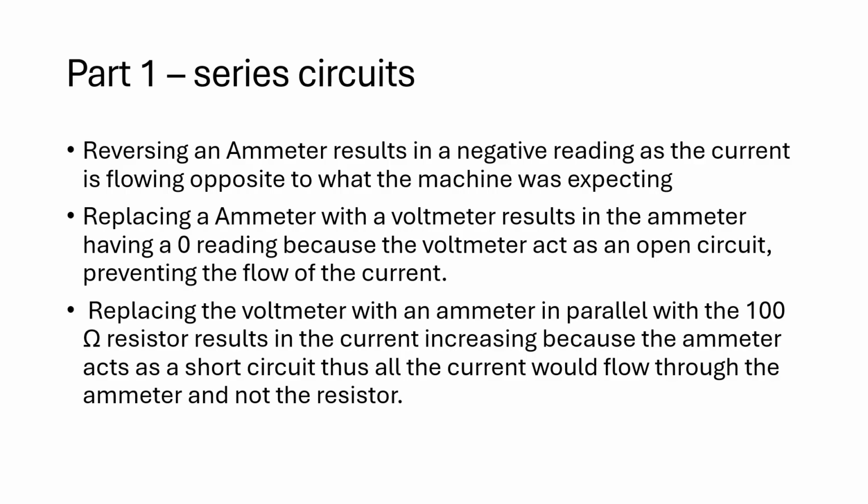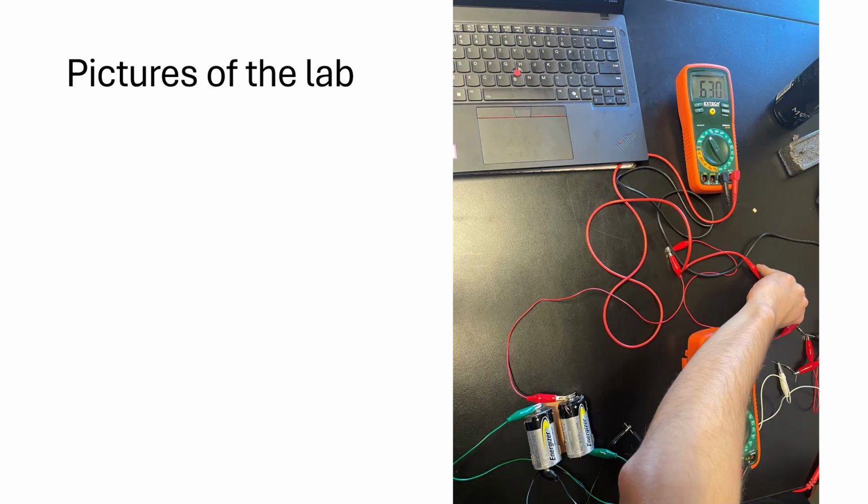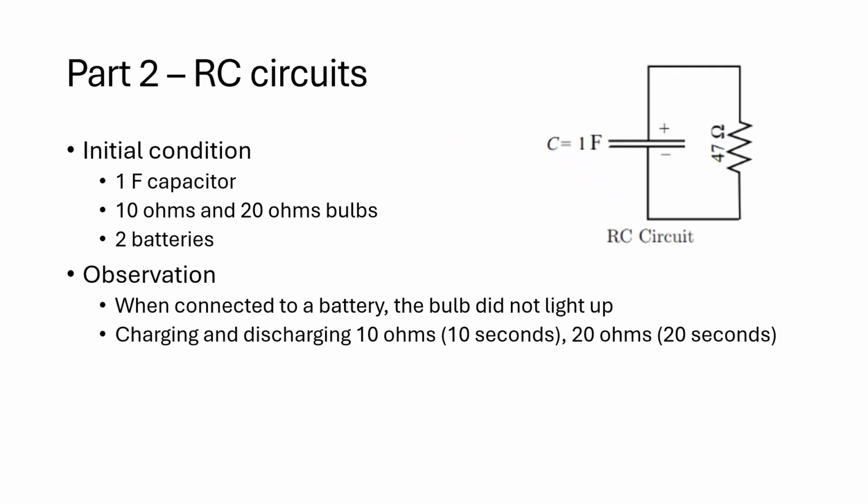Replacing the voltmeter with an ammeter in parallel with the 100 ohm resistor results in the current increasing because the ammeter acts as a short circuit, thus the current would flow through the ammeter and not the resistor. Here's an image of me conducting the lab.